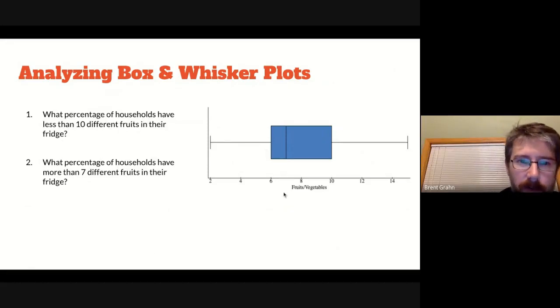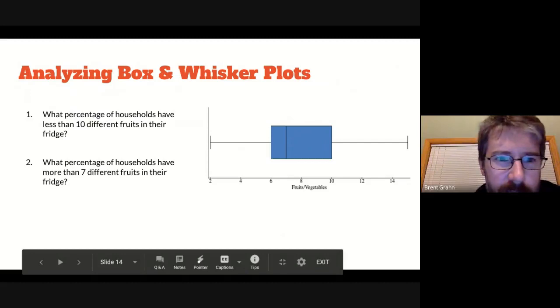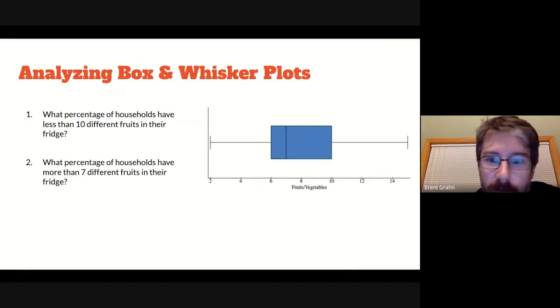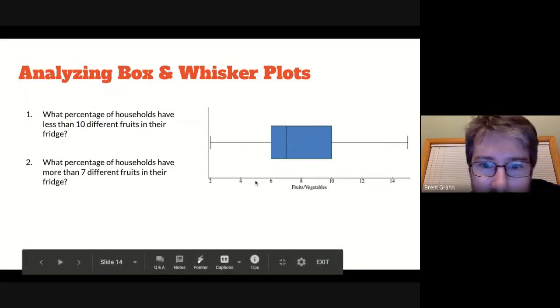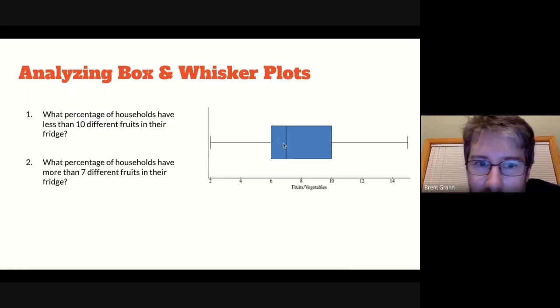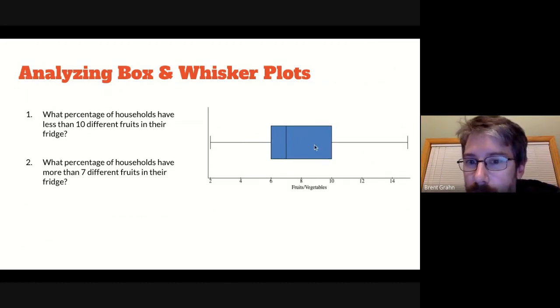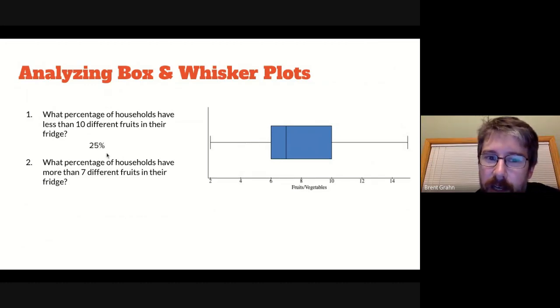All right, a couple more. What percentage of the households have less than 10 different fruits in their fridge? Ooh, I have a mistake on here. It should be 75%, because from 10 to 2, less than 10 different fruits, that would be this quartile and this quartile. So each part here represents 25%. So this one is 25, this one's 25, this one's 25. Should be 75%, not 25.